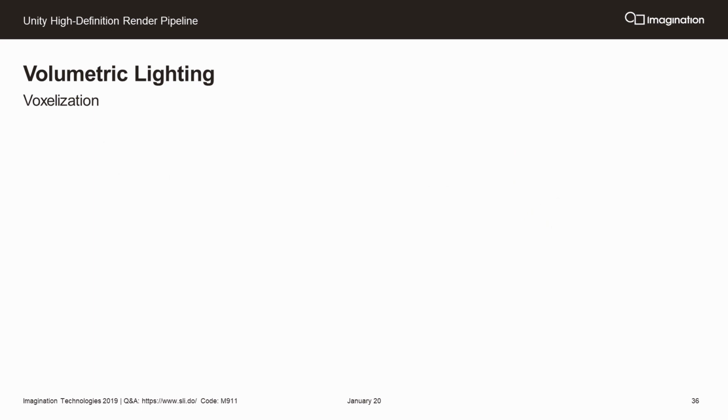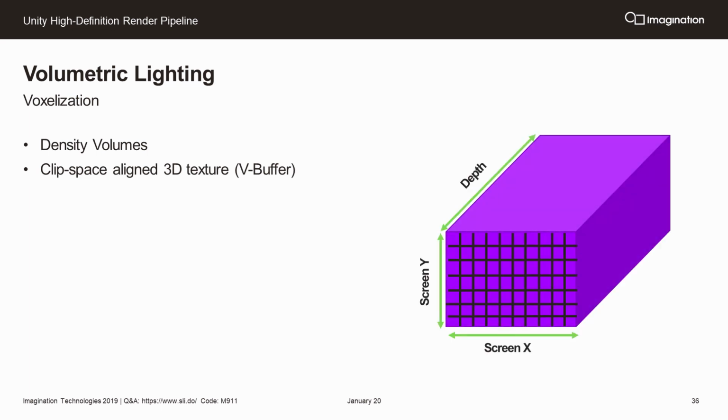The first pass is voxelization. Here, local fog is generally contained within density volumes, which can be placed around the scene. During this voxelization pass, the properties of these volumes are voxelized into a clip space aligned 3D texture known as a volumetric buffer, or V buffer. The XY dimensions of this texture depend on the tile size, and it usually contains around 64 slices in Z.